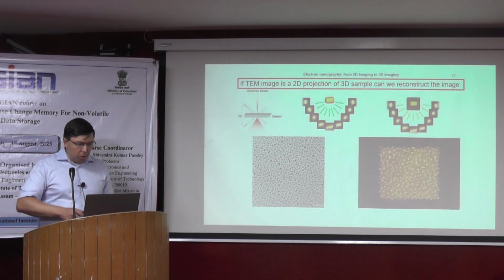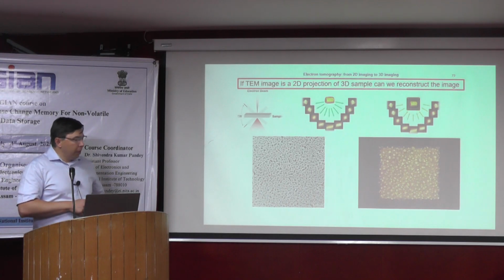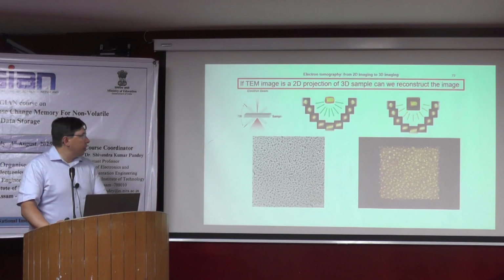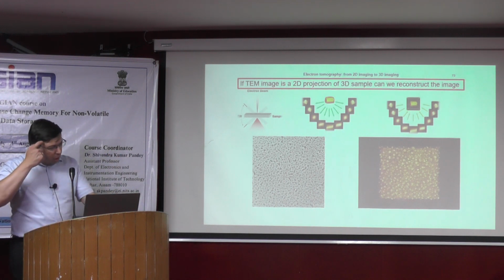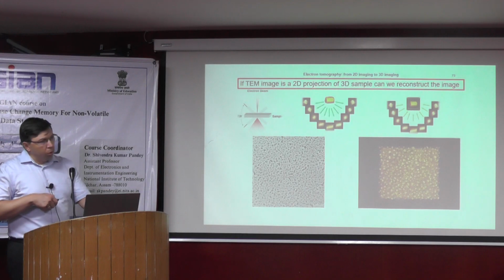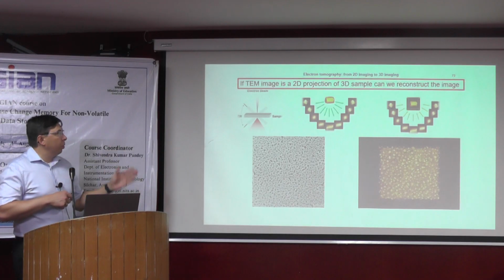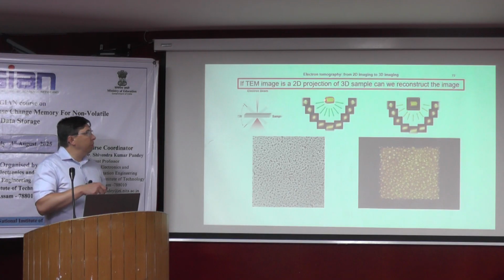Now we also consider one more imaging technique, the so-called electron tomography. As I said before, one limitation in TEM is that we always study 2D projections of 3D samples, but it's also possible to reconstruct the 3D structure of your sample. In this case, you need to tilt your sample to different angles, collect many images, and then reconstruct them.